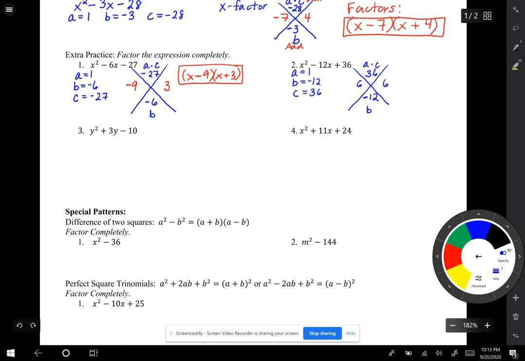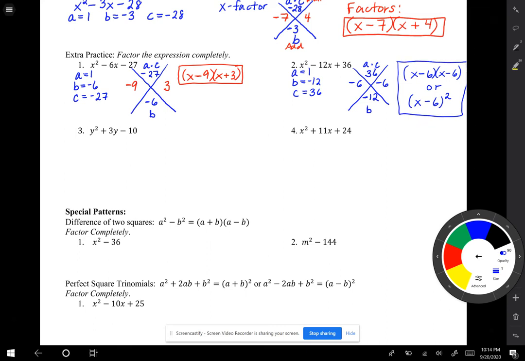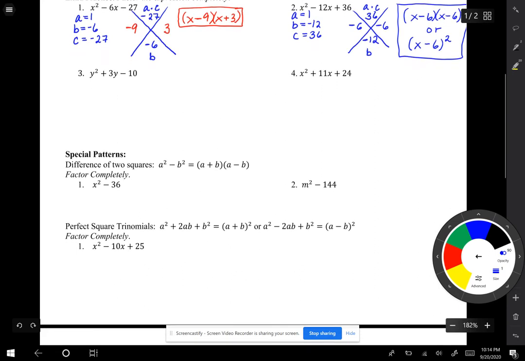6 times 6 is 36, but 6 plus 6 is not negative 12. However, a negative times a negative is a positive, and a negative 6 plus a negative 6 is negative 12. So your answer there is x minus 6 times x minus 6. If you're lazy like me, you can write it like this because they're the exact same two numbers. So your choice. When they're the exact same numbers on the sides of the puzzle, you can write it using a shortcut.